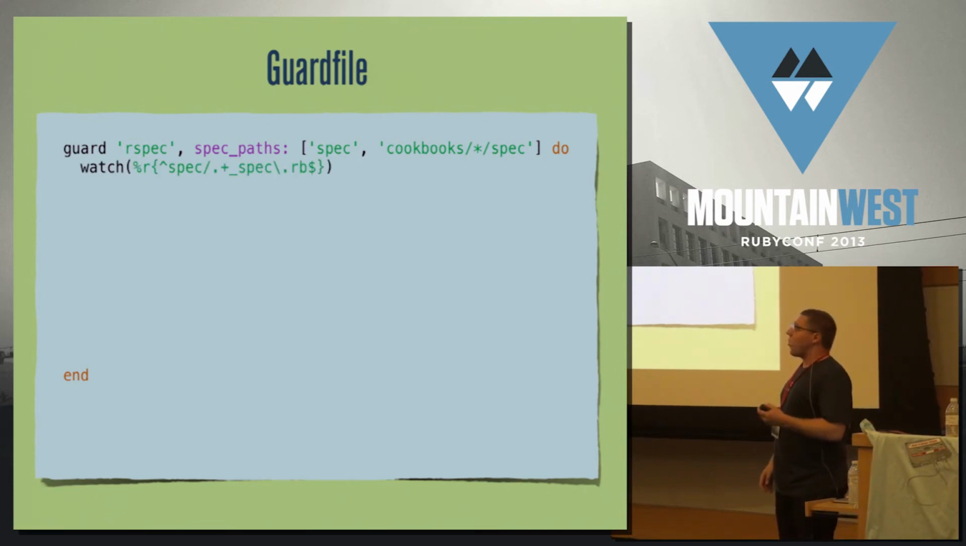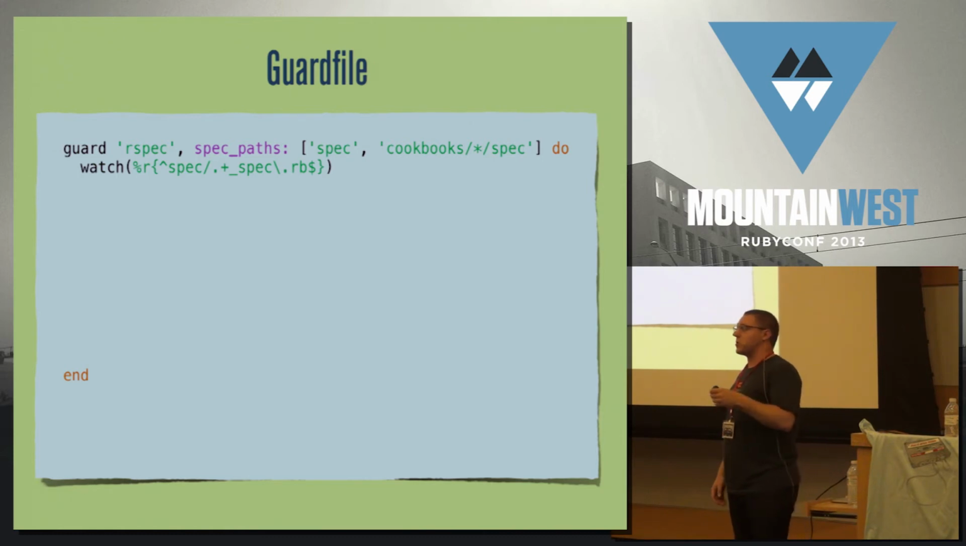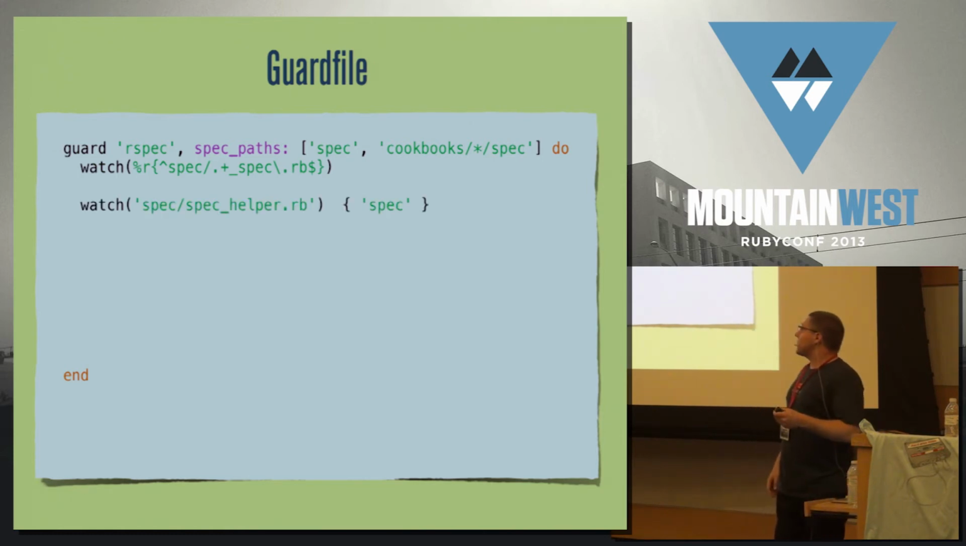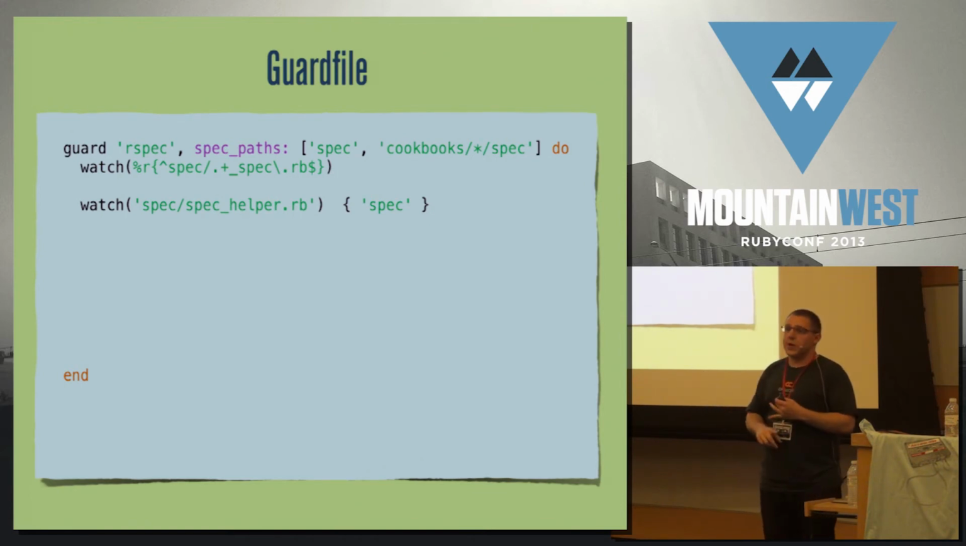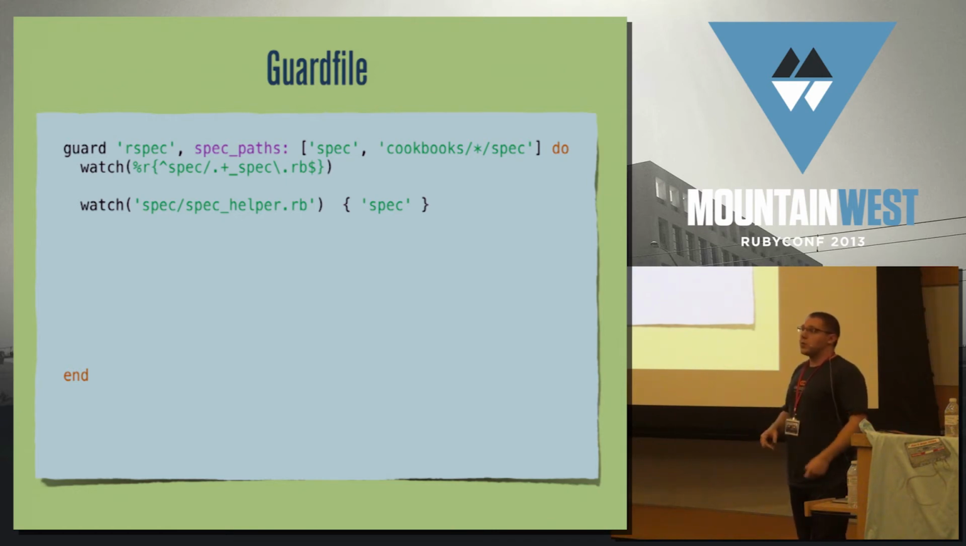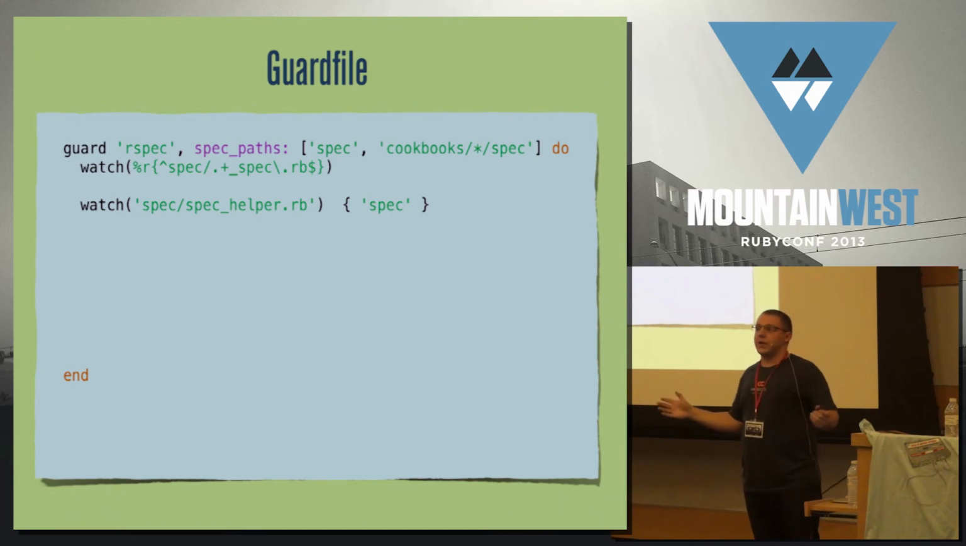So the first thing we're going to do is watch anything that is in a spec directory and ends in _spec. And the next thing we're going to do is watch that global spec helper. Whenever we see a change to that spec helper, we want to run all of the specs. Because most likely you changed an rspec configuration, you required a new file, you added a global variable, so you could be breaking things. So if you change that spec helper, you want to run all of your tests.